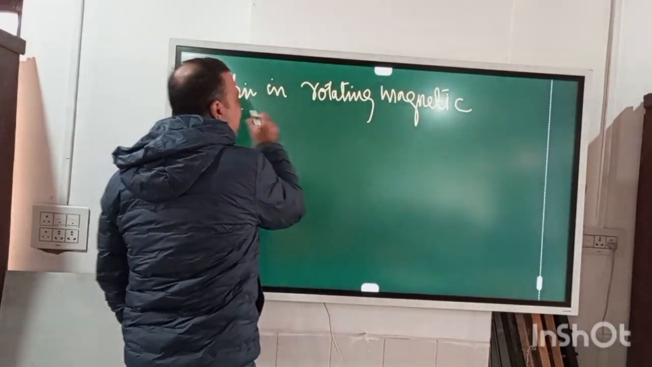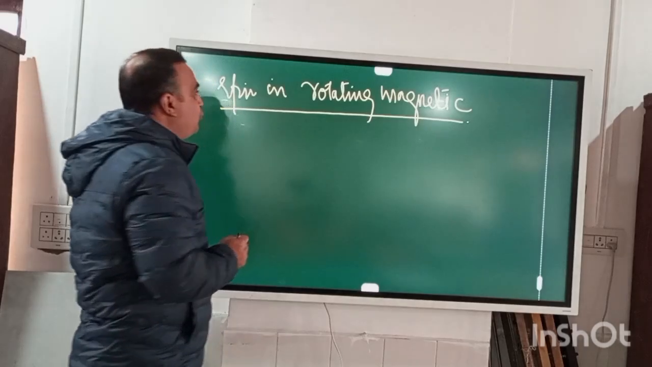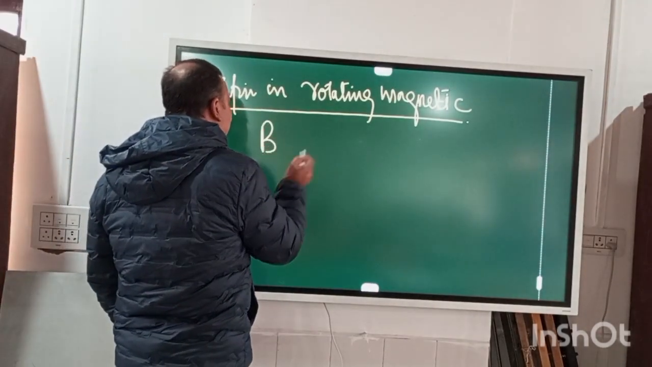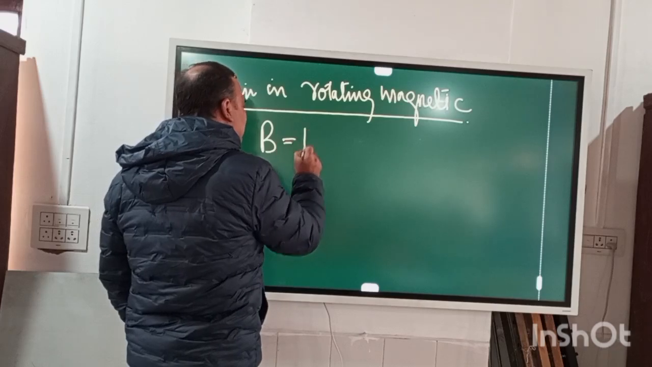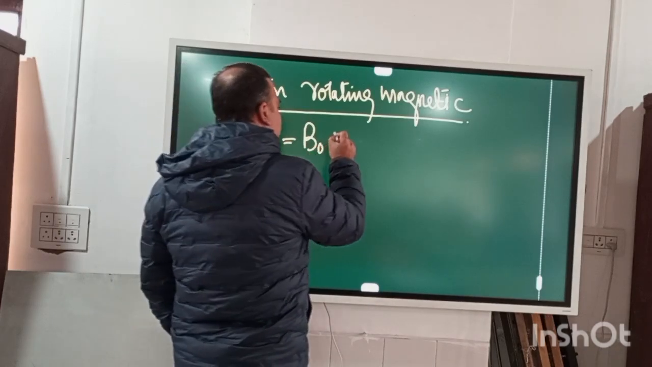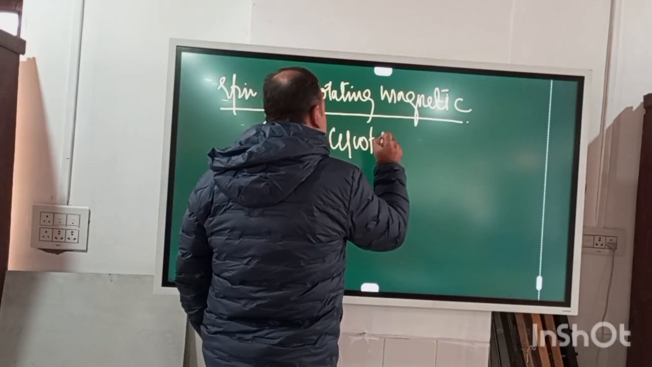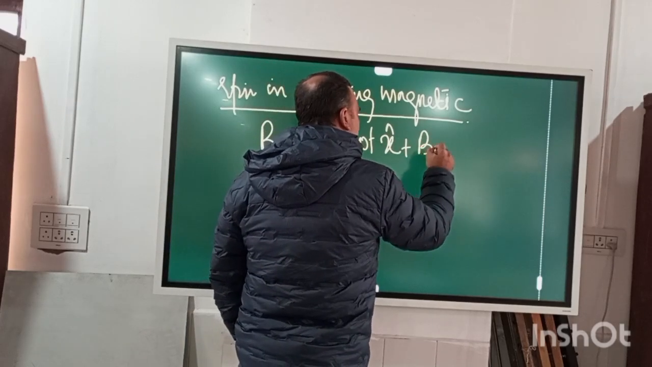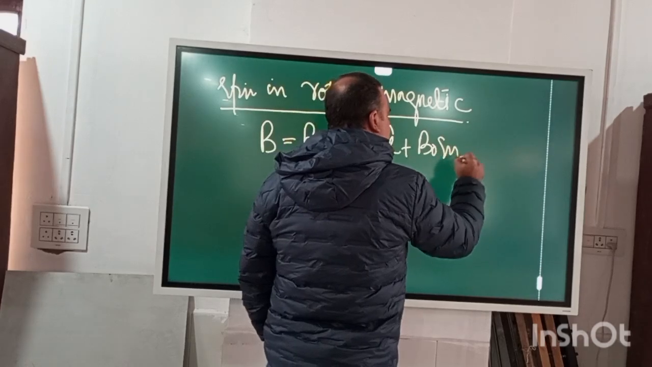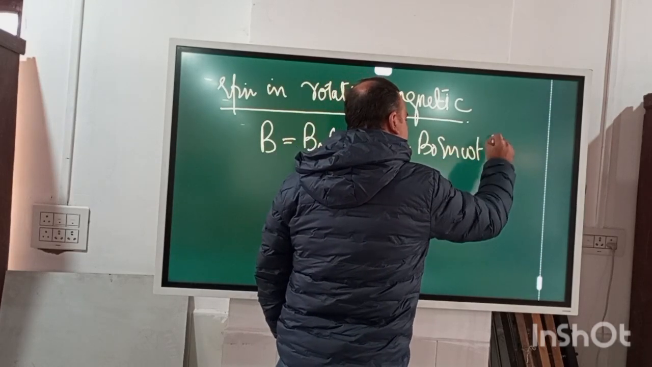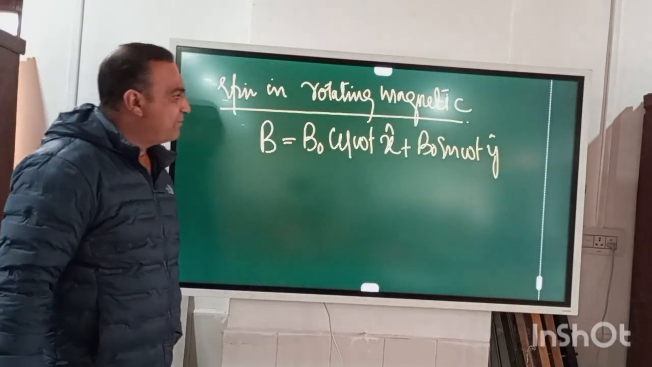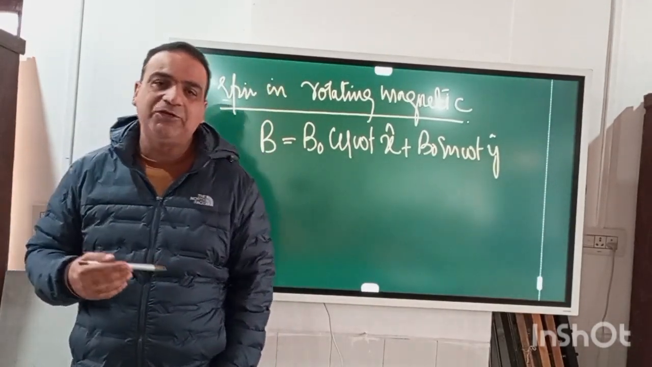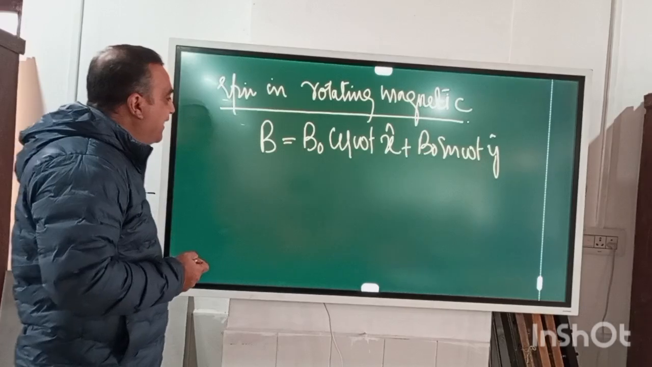So we have a two-dimensional magnetic field, a magnetic field in a plane. I can write this as B, and B can be written as B naught cos omega t x cap plus B naught sine omega t y cap. This is my magnetic field in a two-dimensional plane.